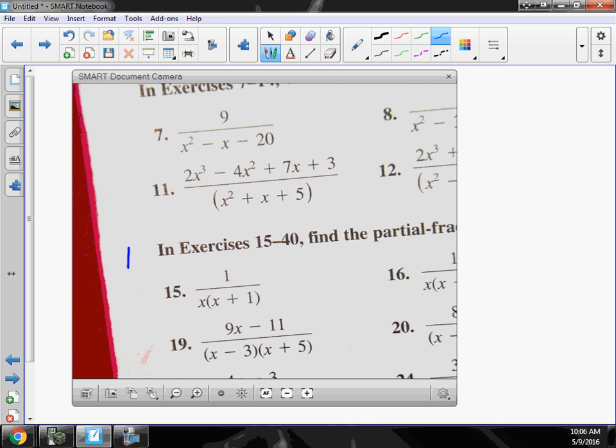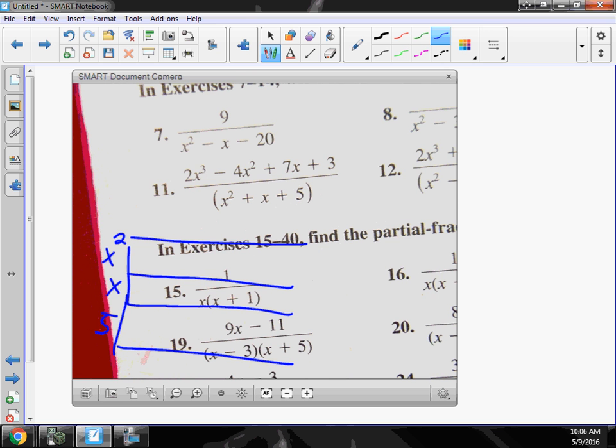So x squared, x, and 5. So this is 2x to the third. That goes in 2x times. And then this would be 2x squared. And that would be 10x. And then this box and this box need to add up to be negative 4. So this would be minus 6 x squared.